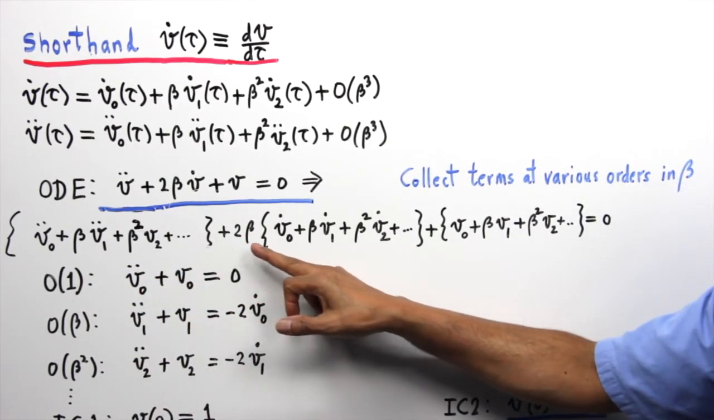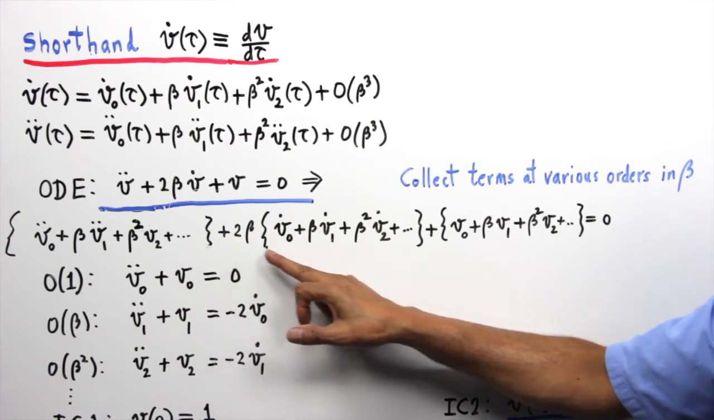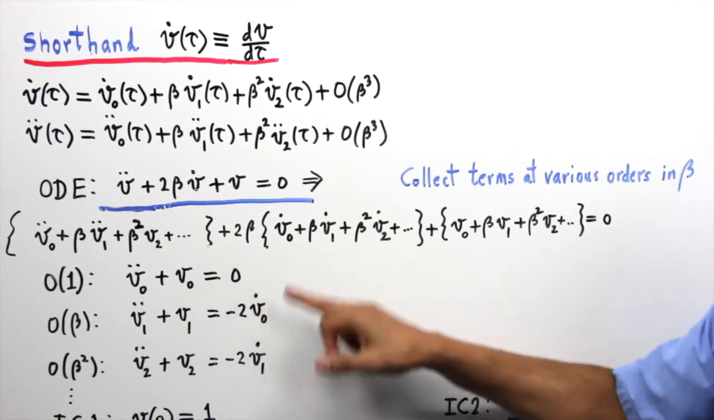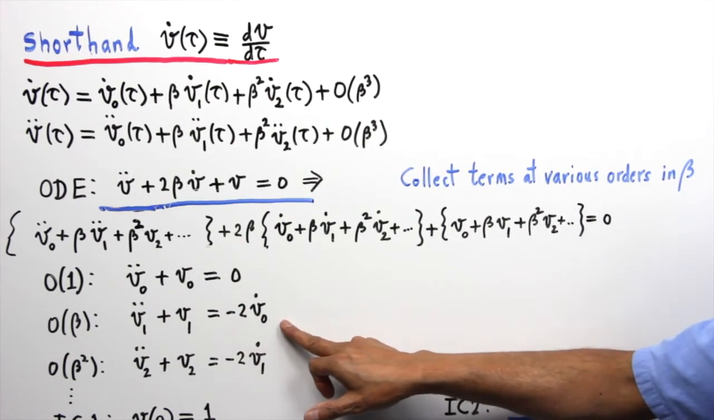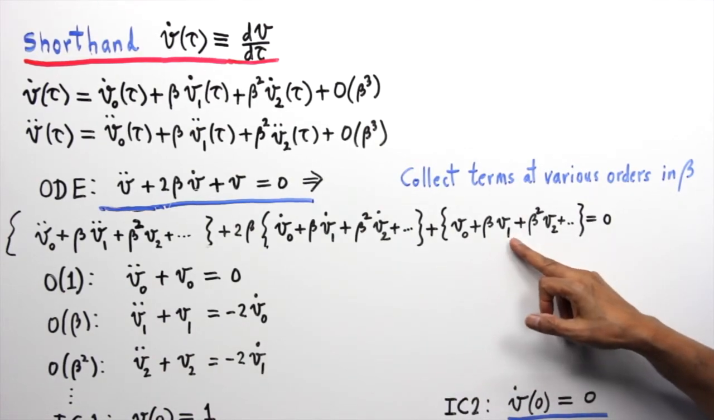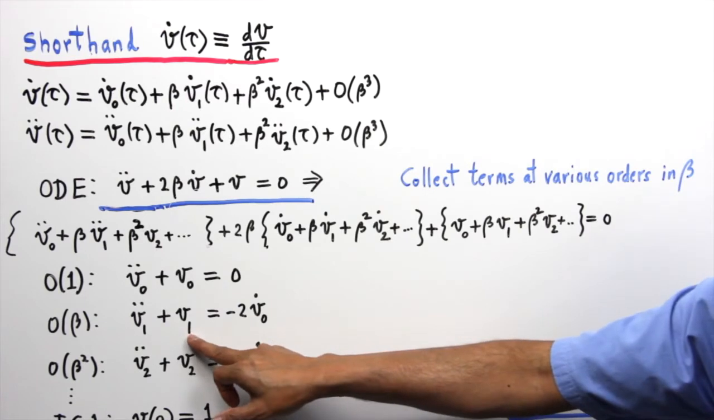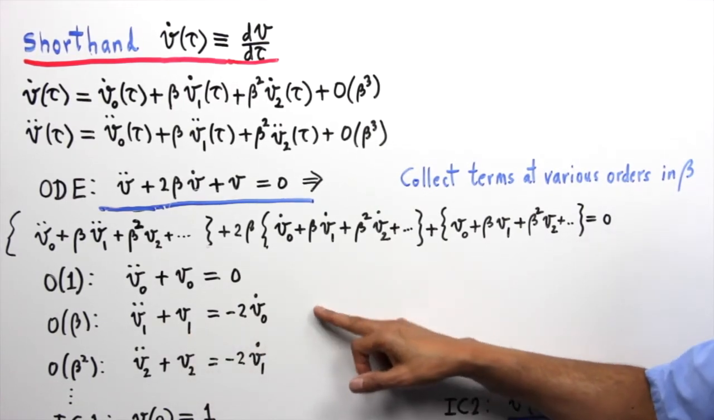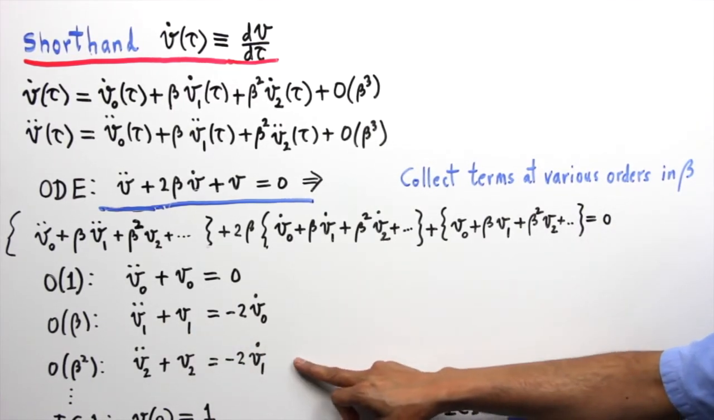Here now we have 2 beta times v0 dot, so we get 2 v0 dot. We move that to the other side, and so it becomes minus 2 v0 dot. And then here we have another term which is beta times v1. So at order beta we have v1 showing up in the equation. And so this is the equation at order beta. And likewise you can see the equation at order beta squared.